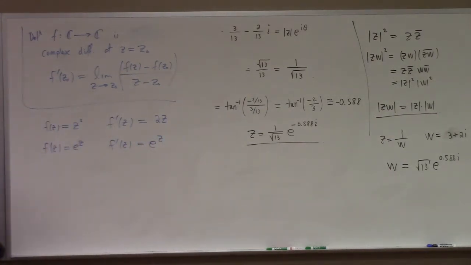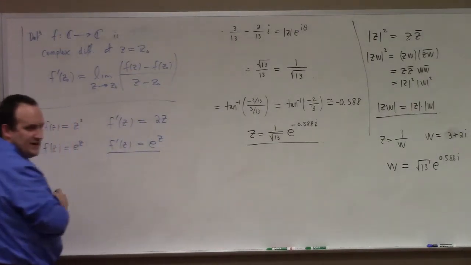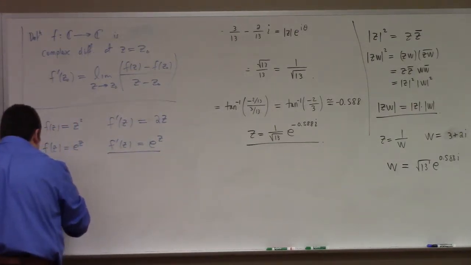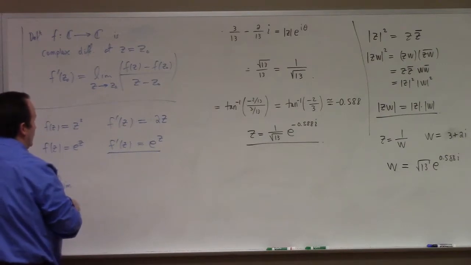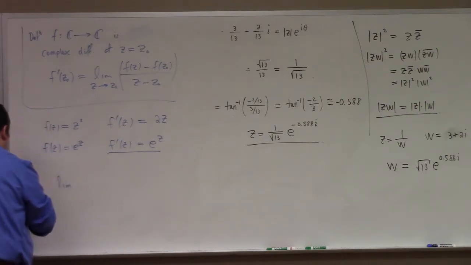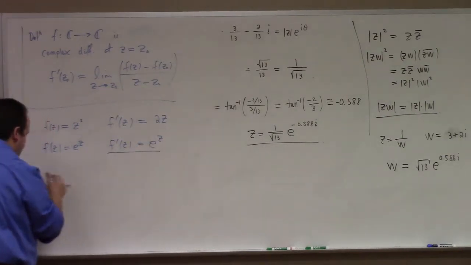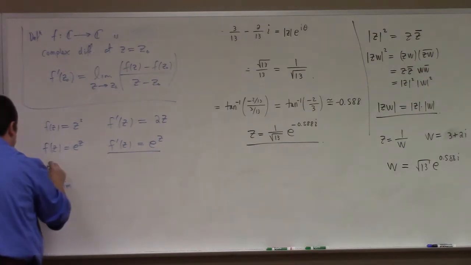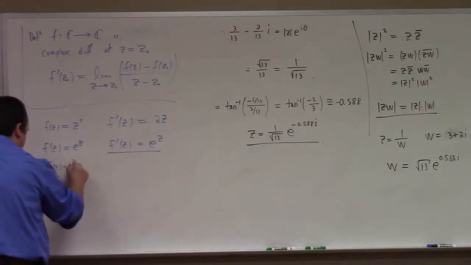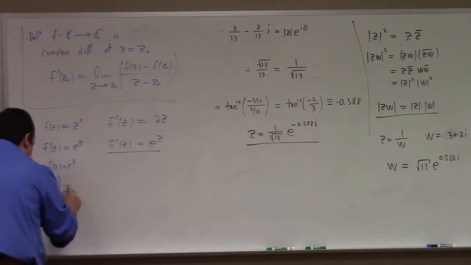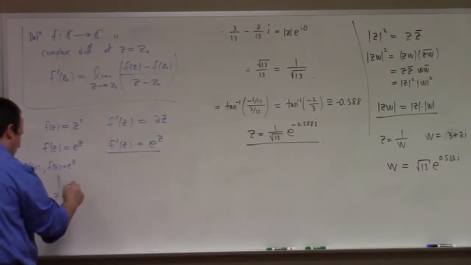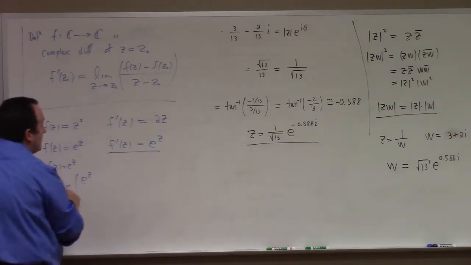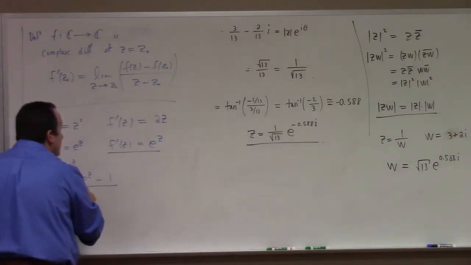But what does that mean? Let's look at that for a second. We're saying the limit, and we'll look at z. Let's consider this one. Let's look at f prime of 0, for f of z equals e to the z. If you look at this limit, this becomes the limit as z goes to 0 of e to the z minus 1, over z.